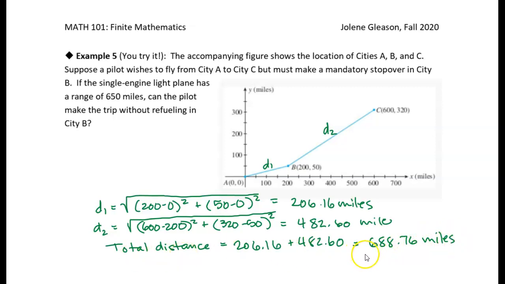That's bigger than 650, so he better take on some fuel. He better fuel up in city B. So the answer to this question is no. The pilot must refuel in city B because he's not going to make it otherwise.